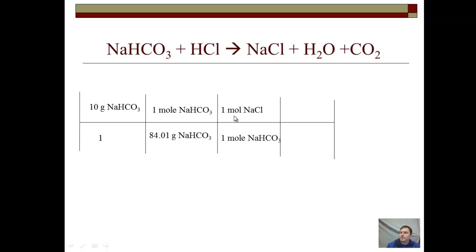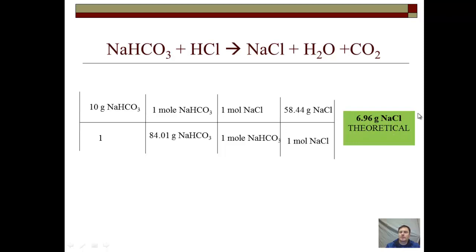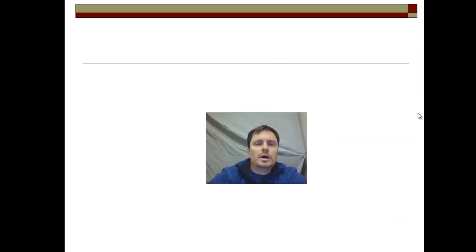Now we need to go from moles of sodium chloride to grams, so we use our formula weight. The moles are canceling and we're left with 6.96 grams. That's our theoretical yield. So they want to know the percent yield. They said we got 5 grams out. So we're going to take that divided by the 6.96 grams, multiply by 100, and we get a yield of 71.84%. Pretty simple.